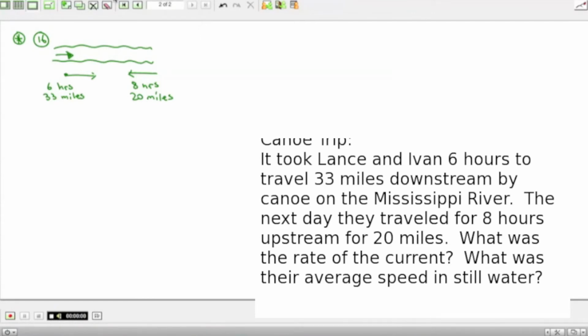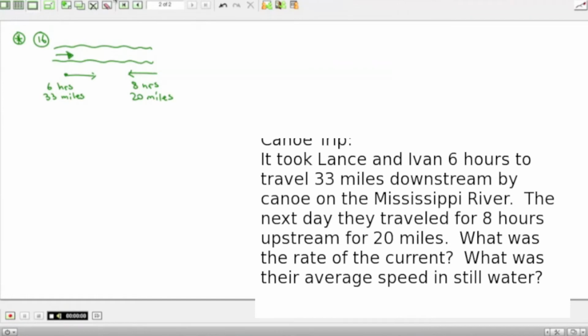So we would expect them to be able to travel further in a shorter period of time because the river is making them go faster. And it takes them longer and they travel less distance because the river is pushing against them and they're going slower. So what don't we know in this problem?